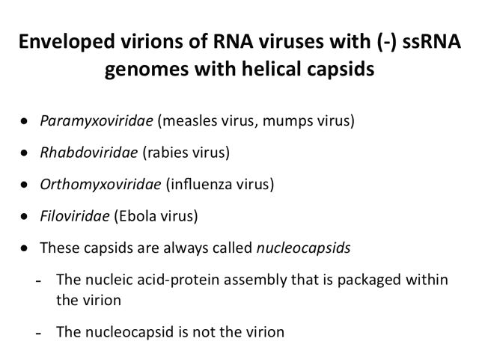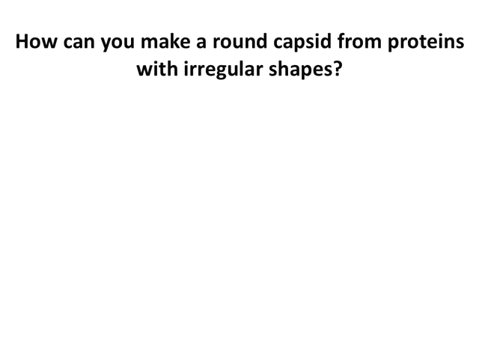Again, the nucleocapsid is the nucleic acid protein assembly that is packaged within the virion. The nucleocapsid is not the virion for these viruses. For tobacco mosaic virus, we call it the capsid because there's nothing else. That's not really so important. I'm just telling you this so you don't get confused in the future.